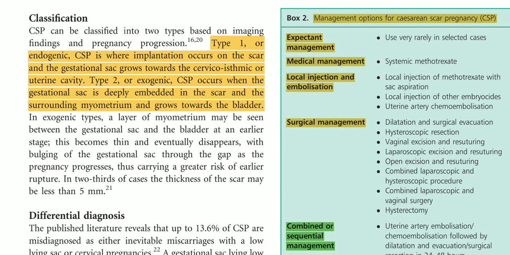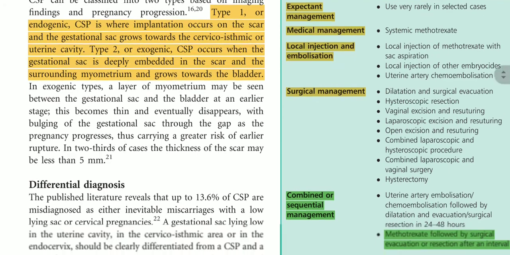In the exogenic type, a layer of myometrium may be seen between the gestational sac and the bladder at an earlier stage, and this becomes thin and eventually disappears with the bulging of the gestational sac through the gap as the pregnancy progresses, thus carrying a greater risk of earlier rupture. In two-thirds of the cases, the thickness of the scar may be less than 5 mm.